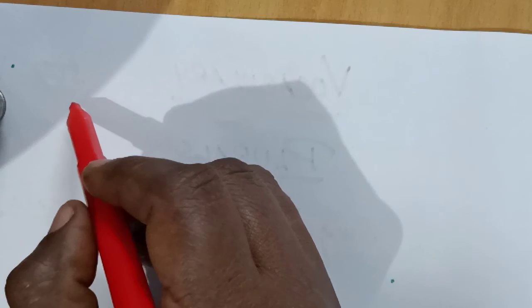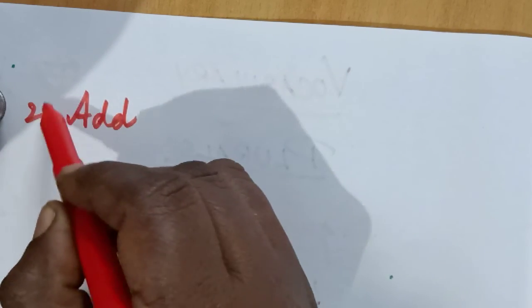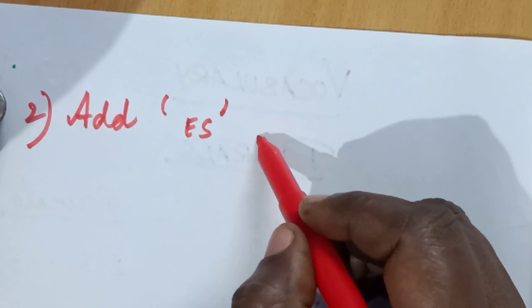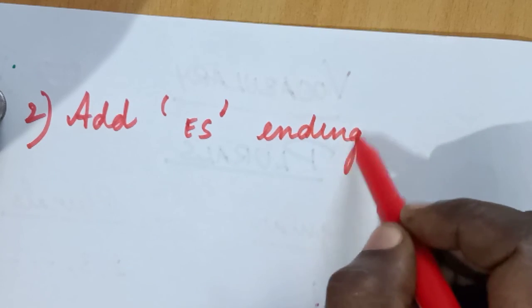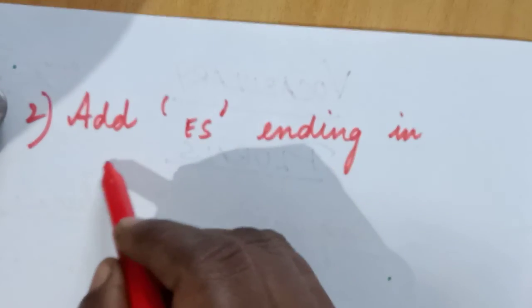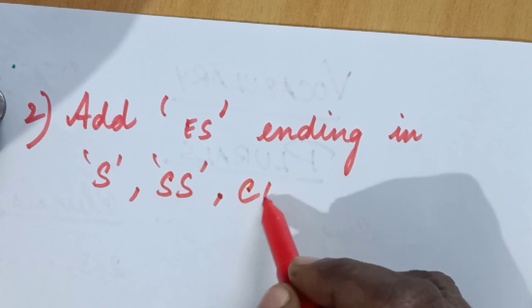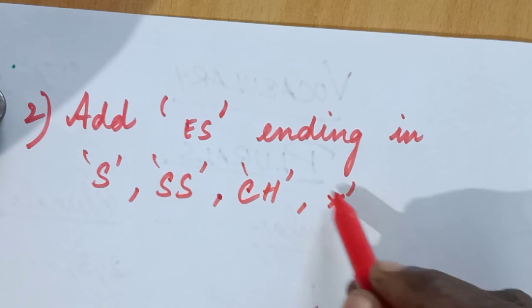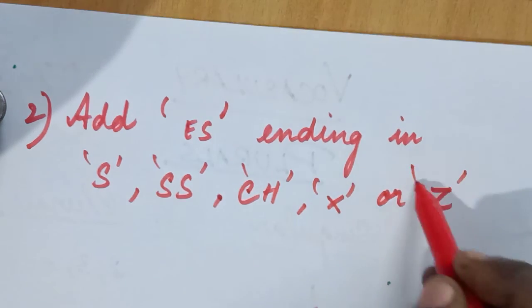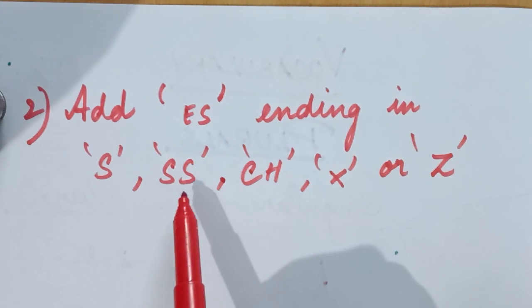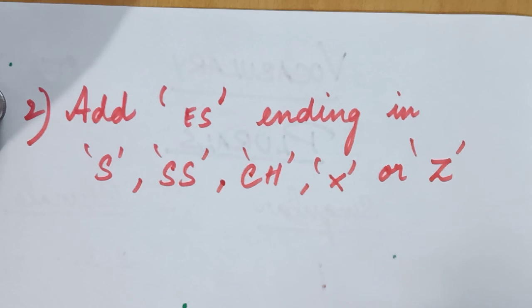And your second rule is add ES to nouns ending in S, SS, CH, X or Z. You have to add ES for the nouns that end in S, SS, CH, X or Z.